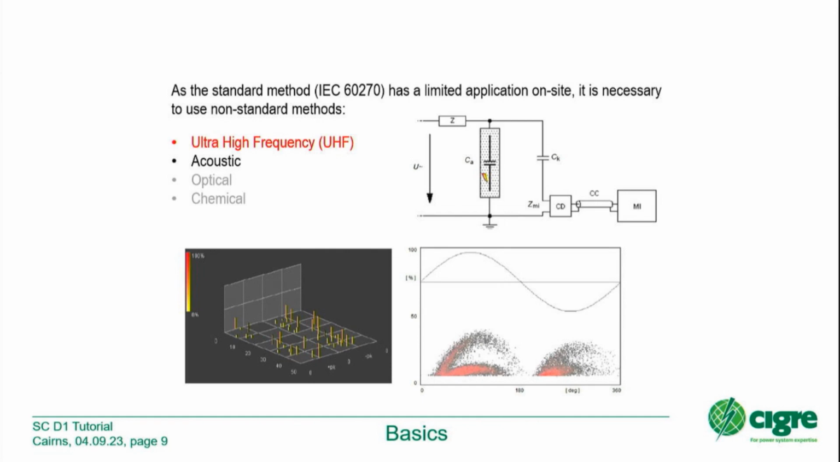In the factory, you have a Faraday cage, or you have a totally encapsulated test setup, which cancels most of the noise, and you can have a detection sensitivity of roughly 0.5 or 1 picocoulomb. This is not possible on site. There you very often have a noise level of 10, 20 picocoulomb, but very often much higher, 50 or 100 picocoulomb.